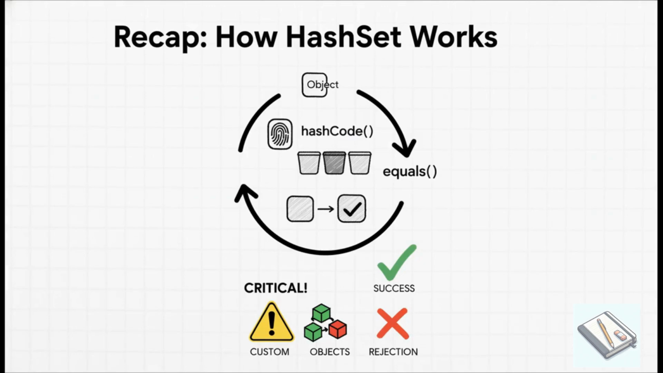All right, so let's recap the key takeaways. HashSet uses that internal hash map to do its job. It uses hashCode to find the right storage bucket in a flash. And then it uses equals to confirm if there's a true duplicate. This dream team gives it that incredible O of 1 performance. And remember the most critical part. For your own objects, you must correctly implement both hashCode and equals.